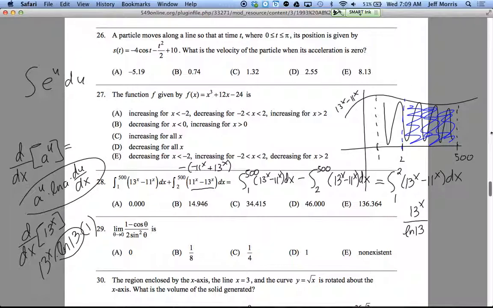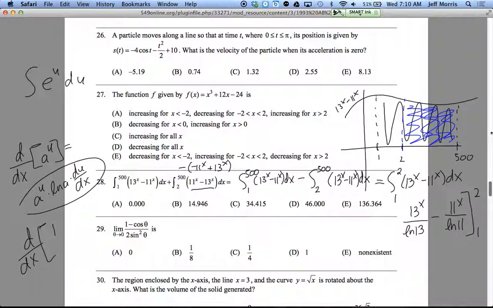Same thing for here. Minus, there had to be 11 to the x, and there had to be a natural log of 11 on the bottom. And then you evaluate from 1 to 2. Think about it. If you take the derivative of this now, it's still 13 to the x times what? Let me just write it over here, because otherwise I don't think you'll get it. Remember, you have to see it broken apart.